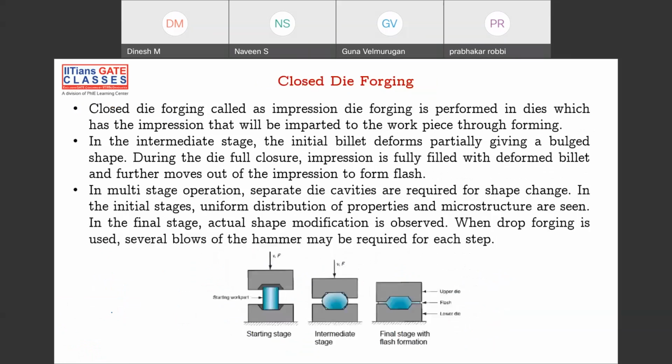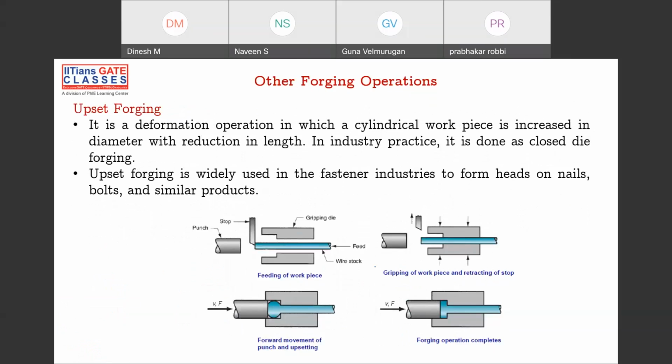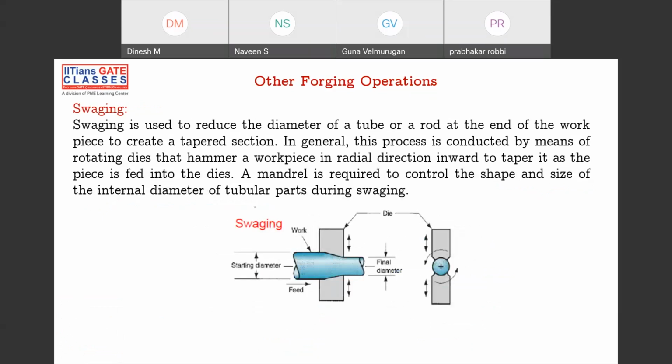But here we are putting some block. We are stopping here, and then we are trying to push, and we are getting this bolt here. That is what we got here. If you see, the series of diagrams will explain what we have done. Okay. So what are we using it for? We are using it for forming heads on nails, bolts, and similar products. We are forming the heads. That's it.